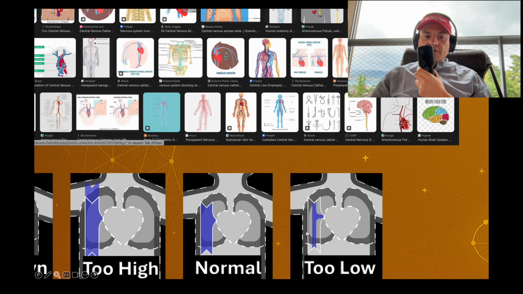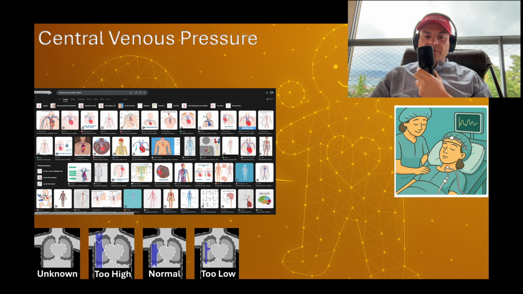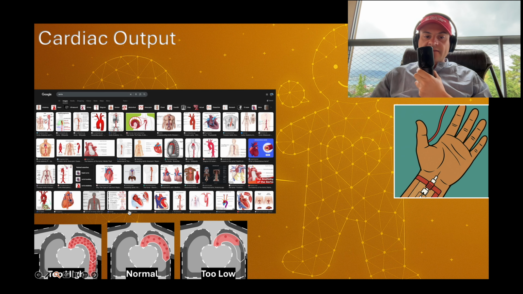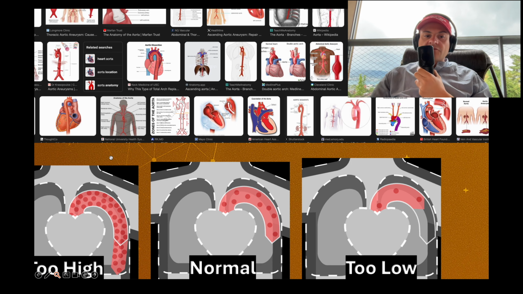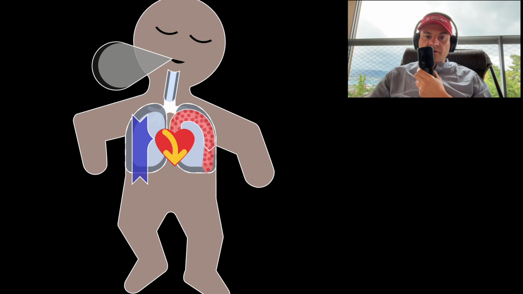And the cardiac output is shown as the number of erythrocytes in blood being expelled here from the aorta. It can be either too high, normal, or too low.